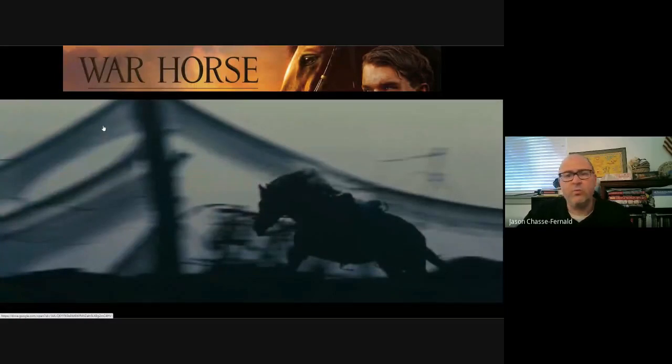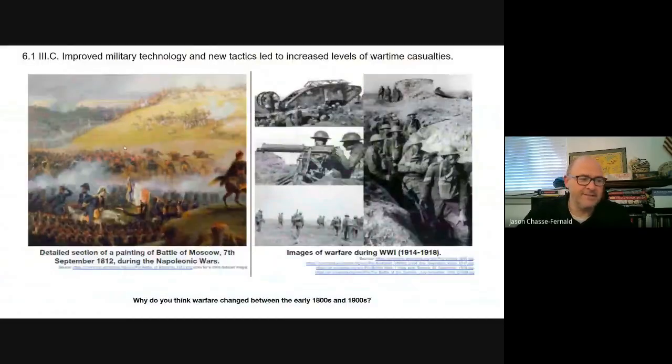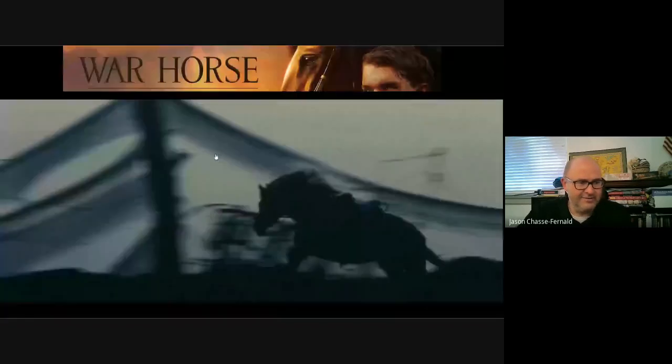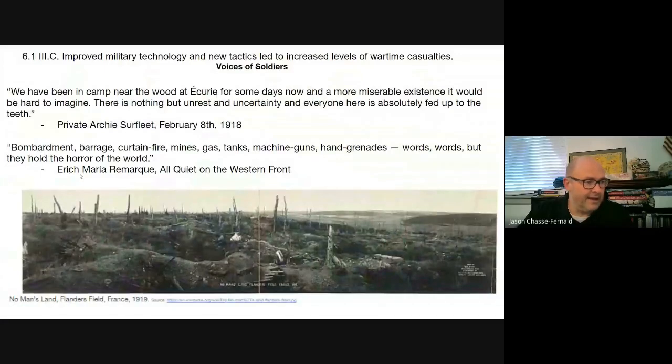If you've ever seen the movie War Horse, you see a lot of that technology, and you see the application of a lot of those vocab words. War Horse does talk about no man's land and shows you no man's land. It looks at the trench and it deals with gas attacks, and you do see a lot of these issues dealt with in that film.